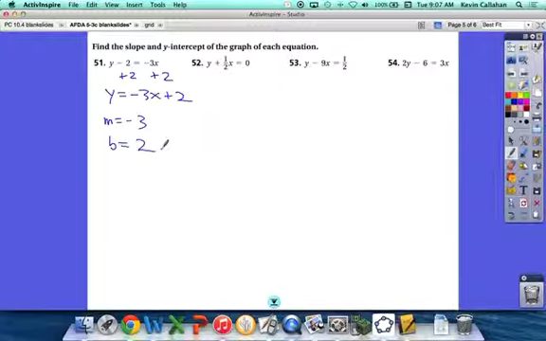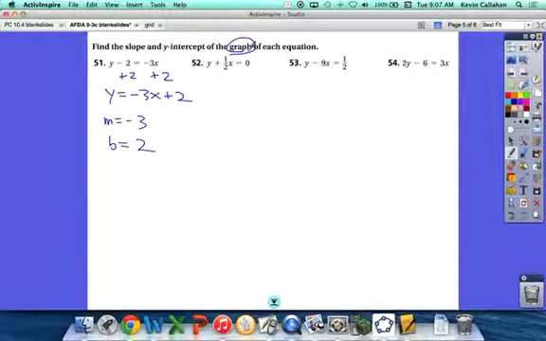Okay, now read the directions again. It says, find the slope and the y-intercept of the graph of each equation. Did it ask you to graph? No, so don't graph it. I mean, you got to read the directions. Just because you see the word graph here doesn't necessarily mean that you have to graph it. It just wants you to find these two things here.